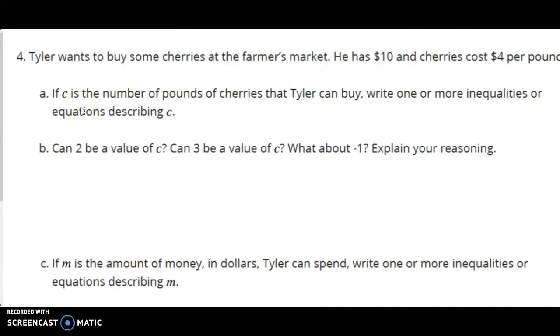Tyler wants to buy some cherries at the farmer's market. He has $10 and cherries cost $4 per pound. If C is the number of pounds of cherries that Tyler can buy, write one or more inequalities or equations describing C. Can 2 be a value of C? Can 3 be a value of C? What about -1? Explain your reasoning. And then we're going to have another equation down here. So I'm actually going to have you pause. I want you to try number 4 totally on your own, and then look up when you are done, and we will go over it.